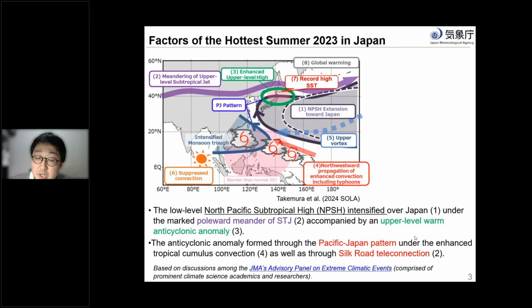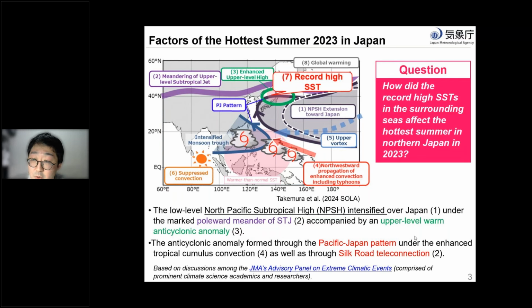So it seems natural that the atmospheric heat wave was caused by atmospheric circulation anomalies. However, a record high SST is also mentioned as one of the factors here. It is not obvious that the atmospheric heat wave is influenced by the record high SSTs in the surrounding sea. So my talk focuses on how the record high SSTs, or marine heat waves, in the surrounding seas affect the hottest summer in northern Japan in 2023.